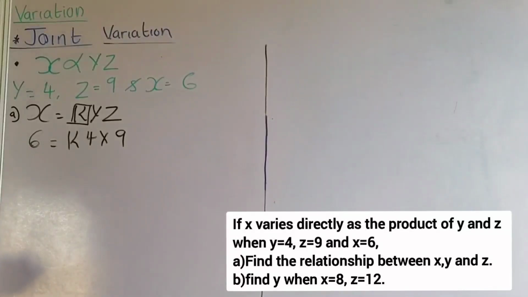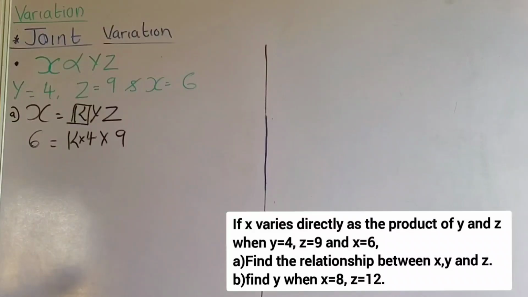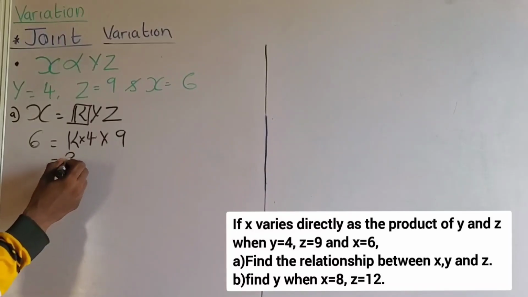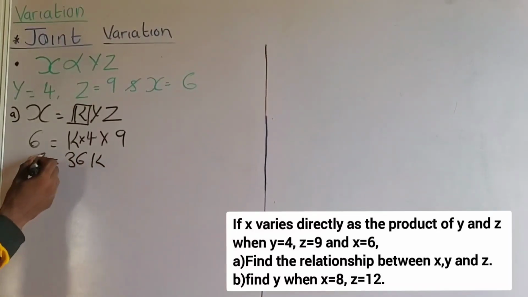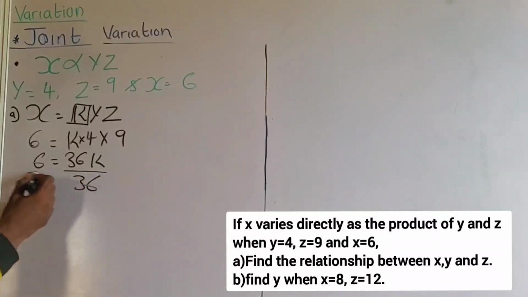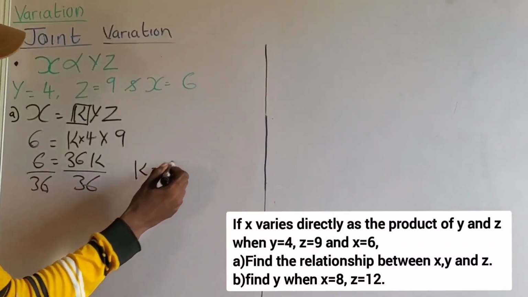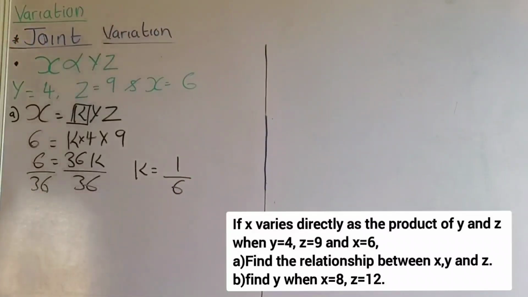Are you there? Now, for this, I'm going to have k times 4 times 9. 9 times 4 is what? That is 36. Do you understand? Okay, so I'm going to have 36k equals 6, okay? Divide both sides by 36 to get the value of k. So k is equal to 1 over 6. Do you understand? Okay, now having gotten to this point, please pay attention.